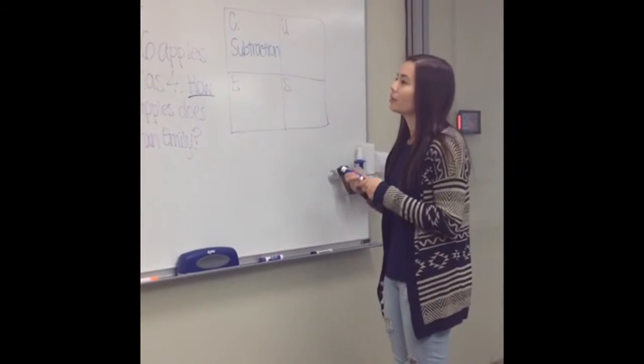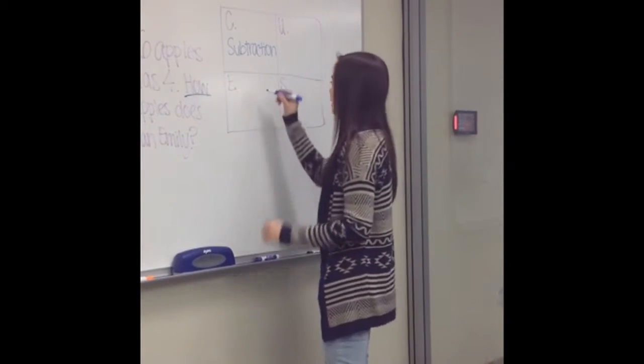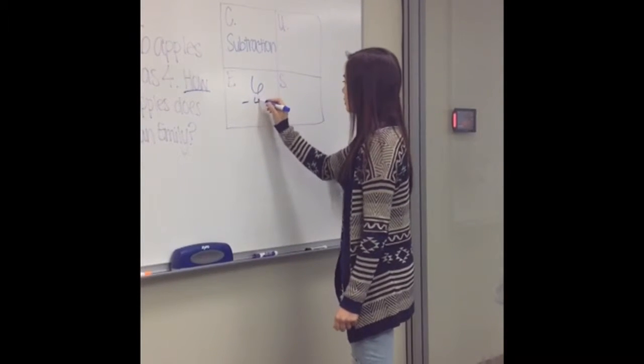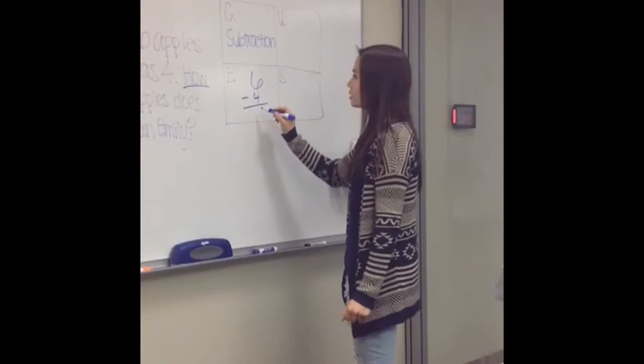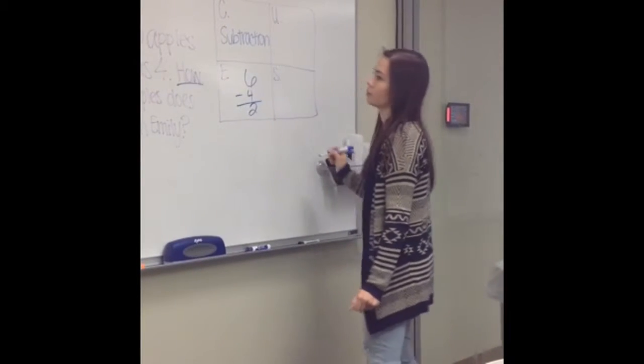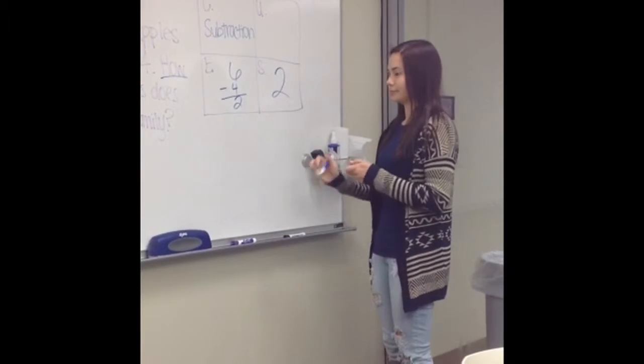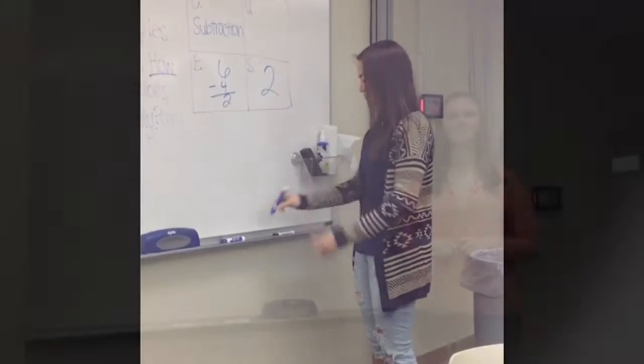Okay, so I know that Kara has 6 apples and she has more than Emily, and Emily has 4 apples. So that means Kara has 2 more apples than Emily, and so my answer is 2. Good job, Brittany. That's right.